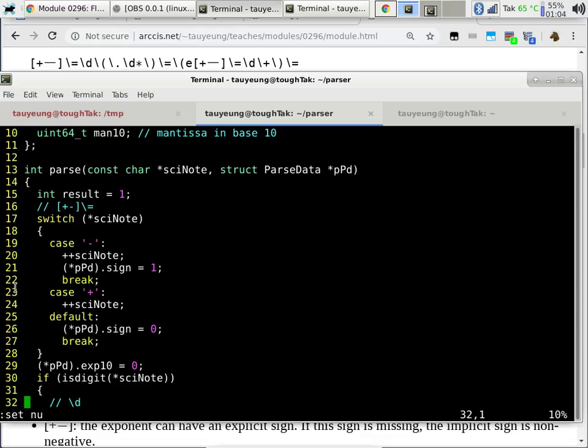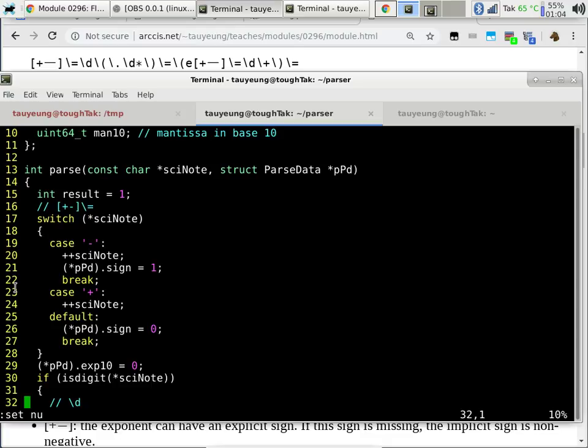If it's a negative symbol, then I increment side note to basically say, yep, I just processed one character, I'm ready to process the next one. And then the sign is initialized to 1. Now, the sign is a member of the structure pointed to by PPD.